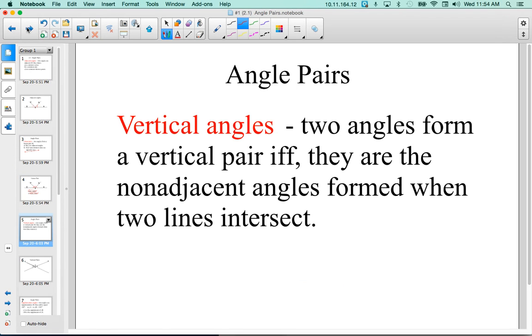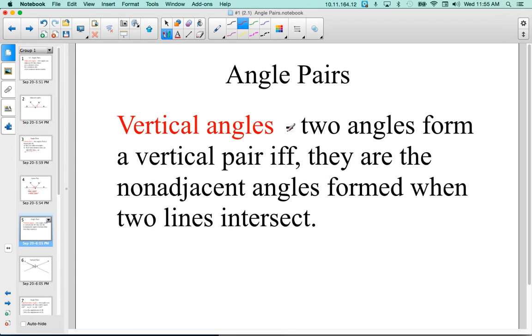Angle pairs, vertical angles. Vertical angles are two angles that form a vertical pair if and only if they are the non-adjacent angles formed when two lines intersect. This is one of those terms where the name of the angle doesn't exactly describe it as well. But we use vertical angles a lot in geometry, so we need to know what these are.